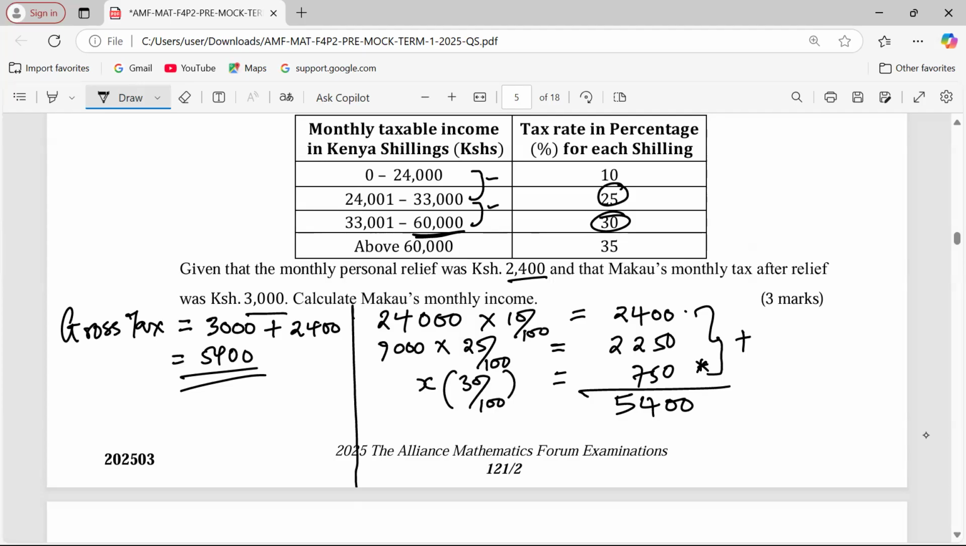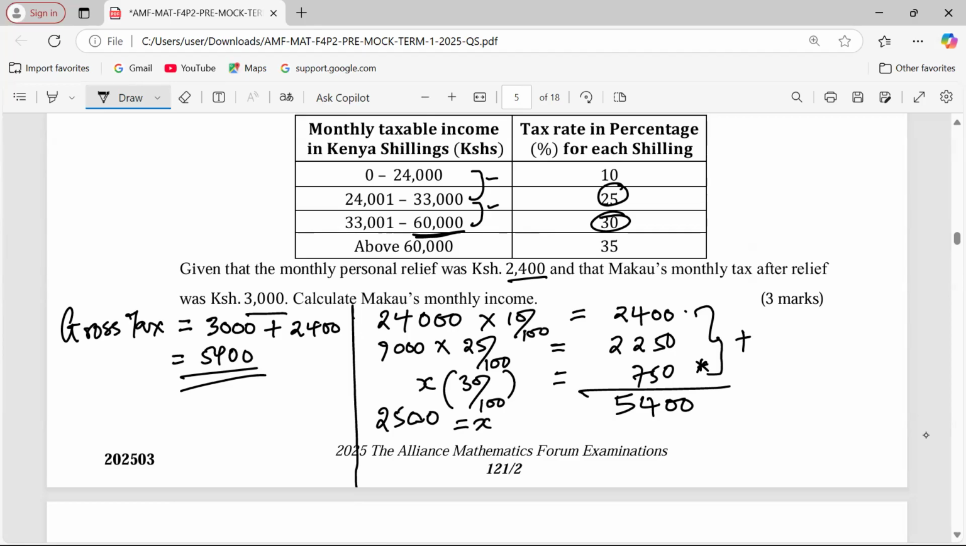So which is this amount that has to be taxed at the rate of 30% to give us 750? 750 should be multiplied by 100 over 30. That will be 2500. So X is 2500. Yeah, 2,500 is the value of X.